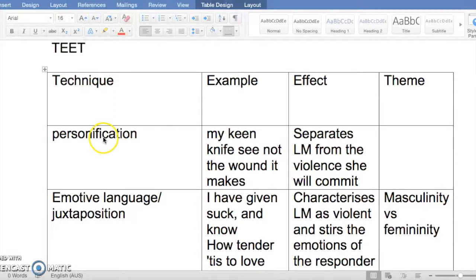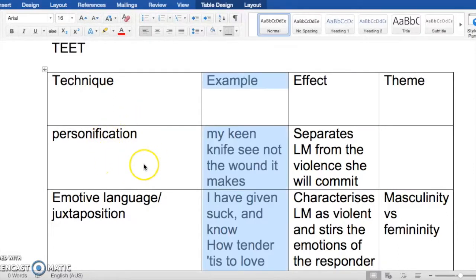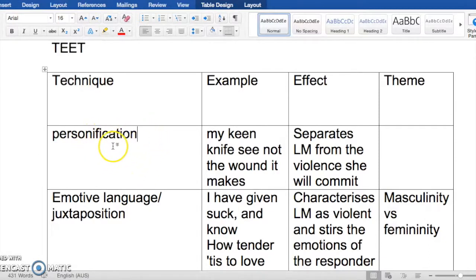So let's go to the first example. We'll say that Shakespeare uses the technique of personification. In the example, "my keen knife see not the wound it makes." This is Lady Macbeth talking when she was praying to the demons to come and take away her sex or take away her gender so that she didn't feel feminine and that she wouldn't feel guilt about what she's doing to Duncan about killing him.